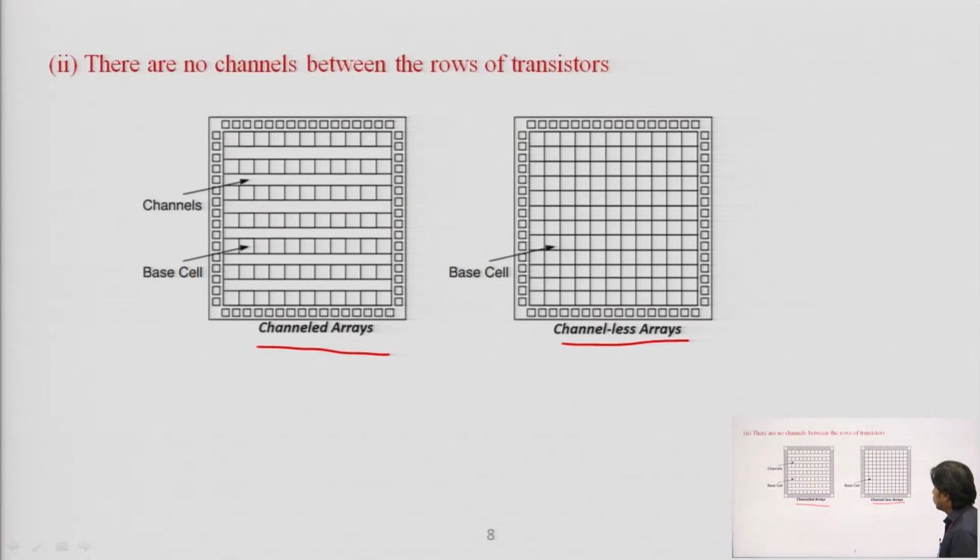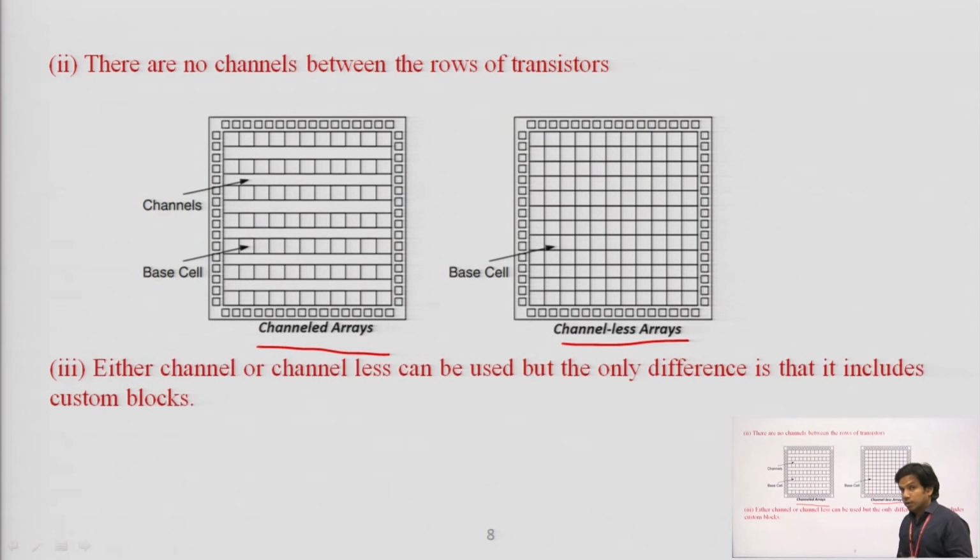So, there are no channels. Now, the last is structured. In that particular structure type of gate array, we can have either channel or channelless array. Okay, it can be. So, how can we identify what is the difference?